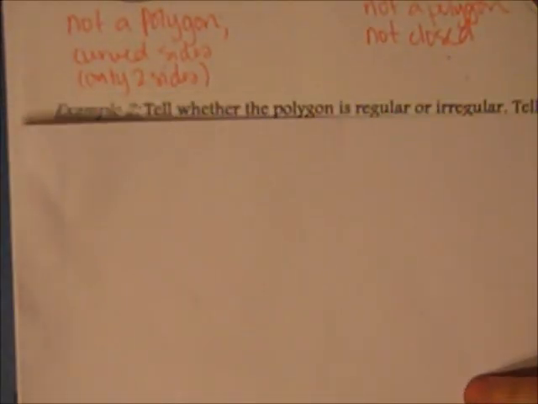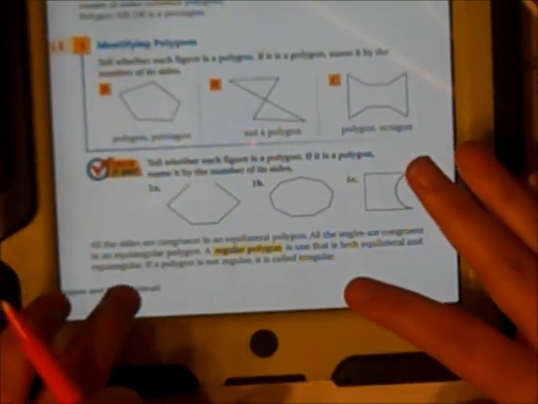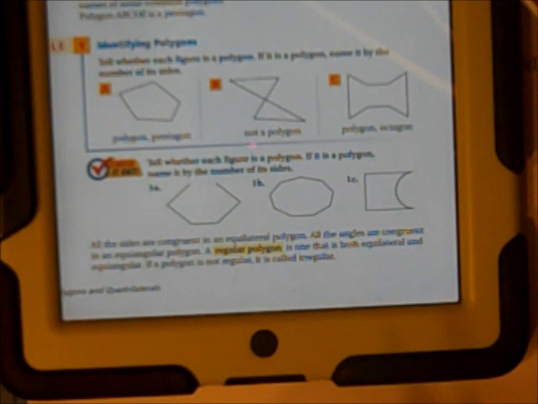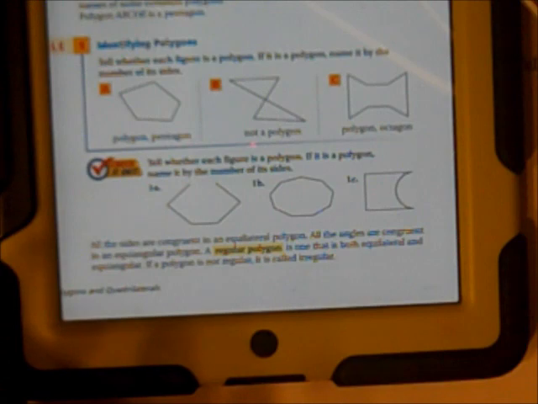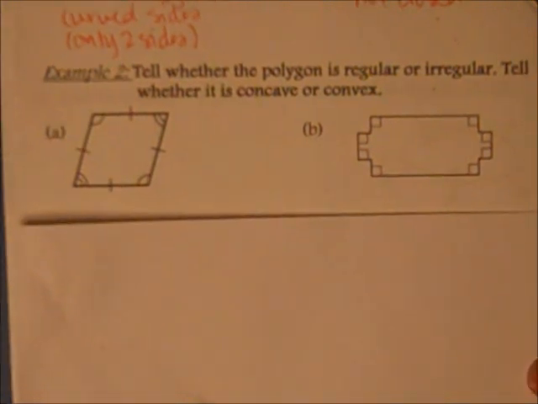Okay, also from your vocabulary grid, we have whether it's regular or irregular. If all the sides are congruent and all the angles are congruent, then it's an equiangular and equilateral polygon, and we call that regular. So if it's equilateral and equiangular, then we call it regular. If either of those is not true, then we say it's irregular. Okay, so we're going to classify by that here.